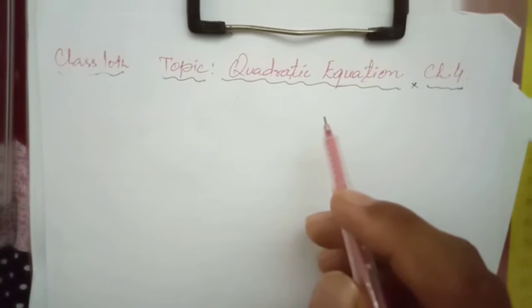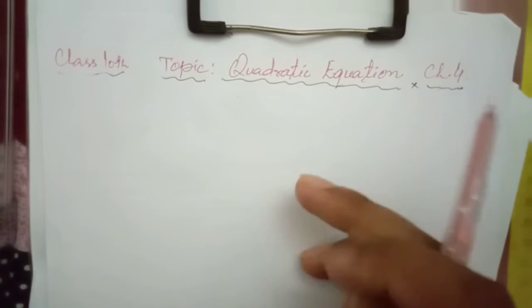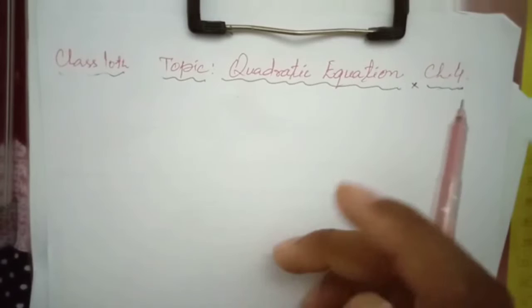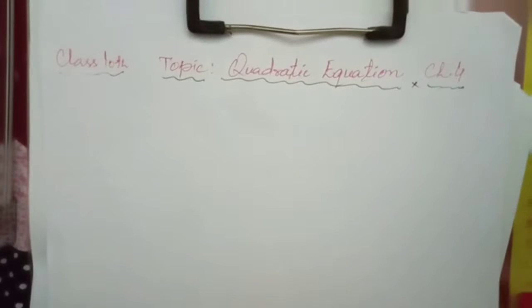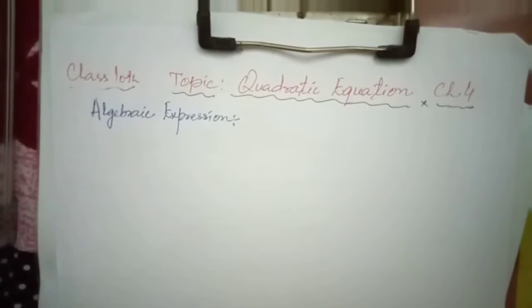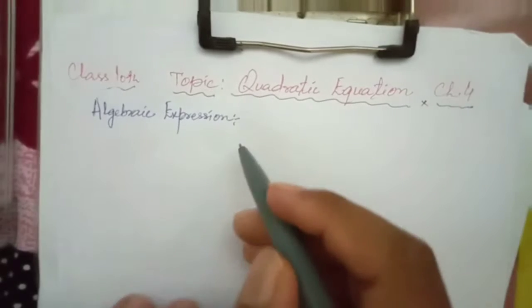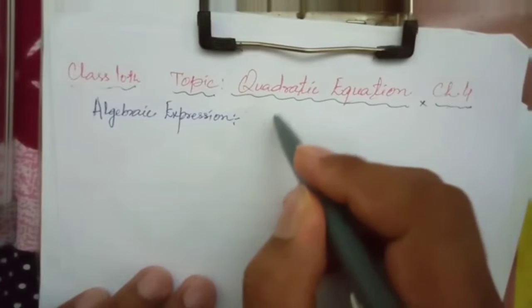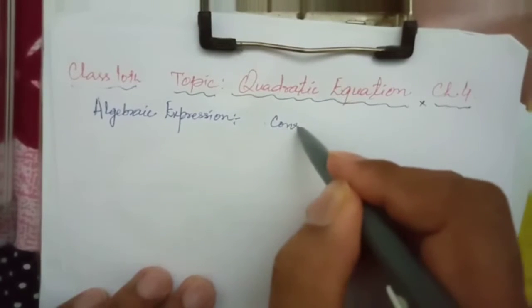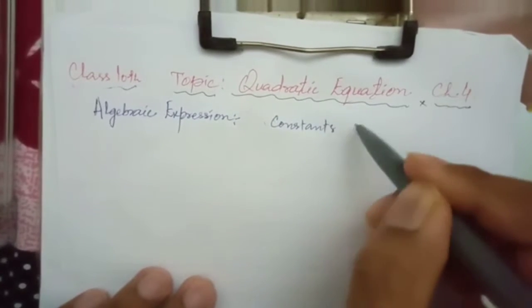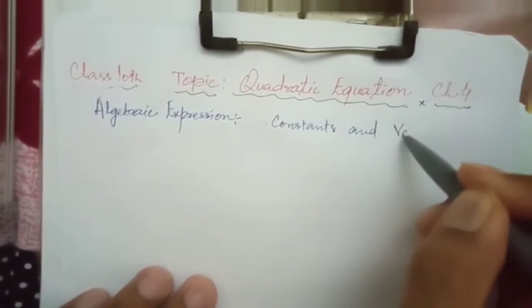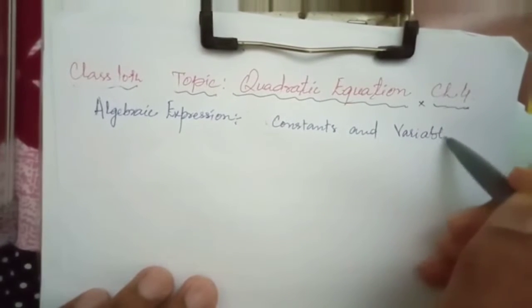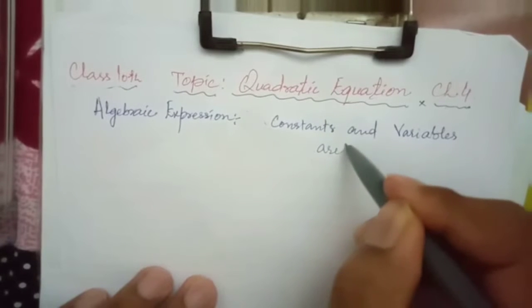Before defining the equation, I think we should have proper knowledge of algebraic expressions. So I will write here the algebraic expression. You might have gone through the algebraic expression. It is defined as the combination of constants and variables by arithmetic operations.